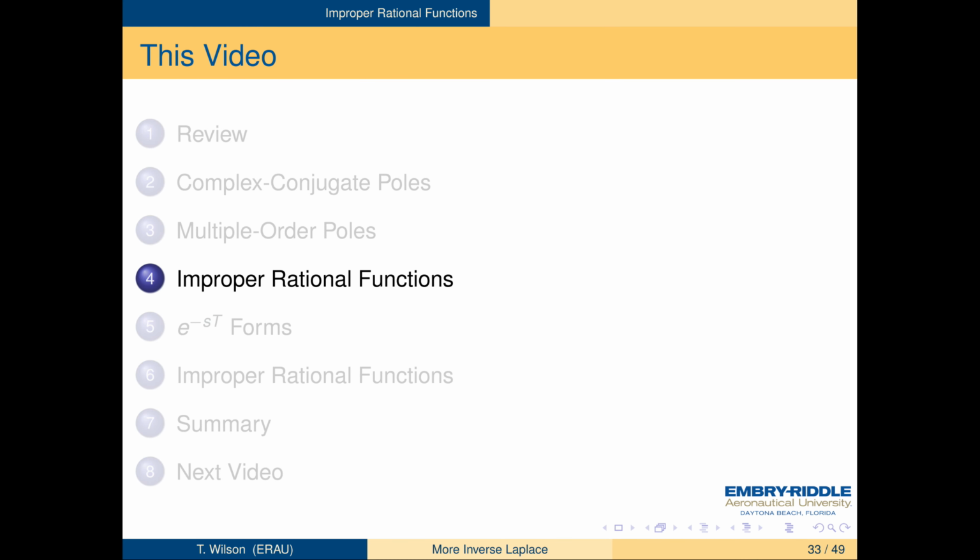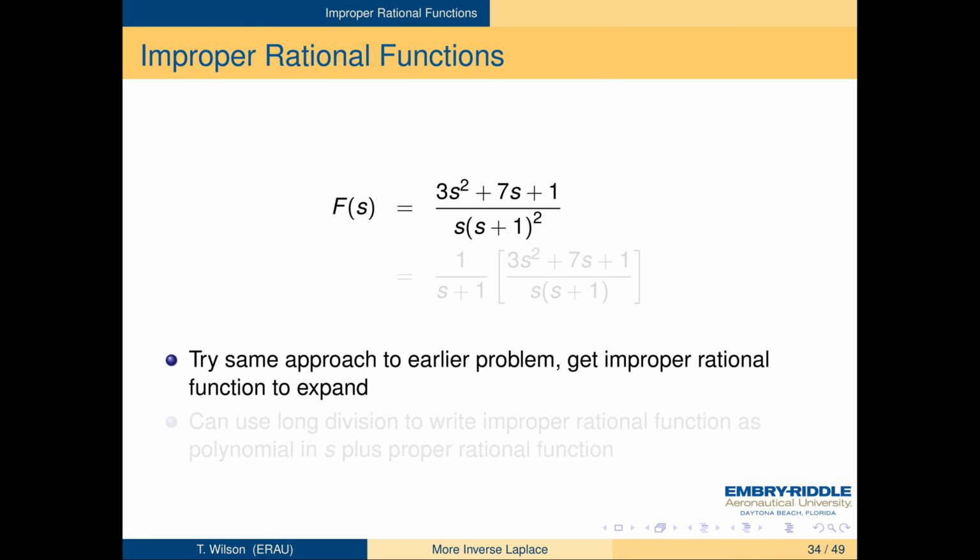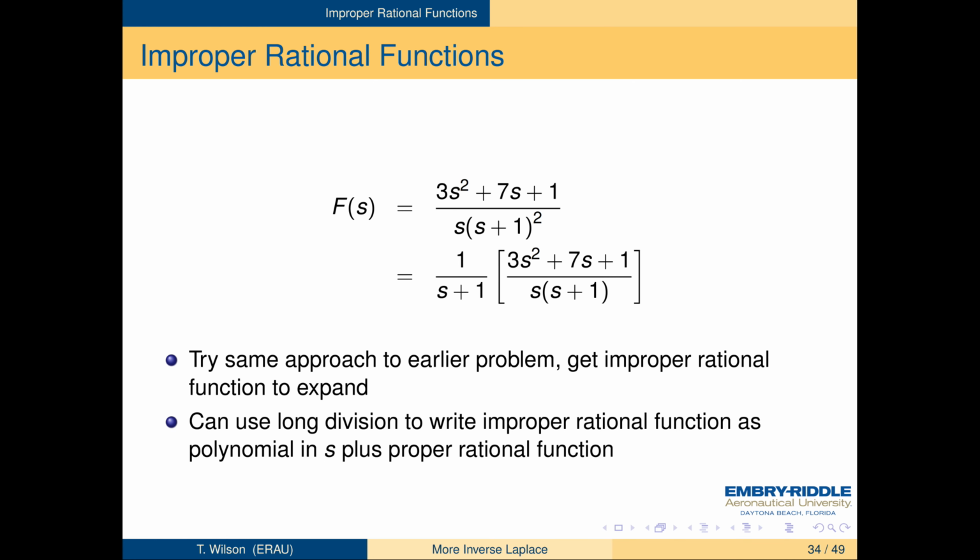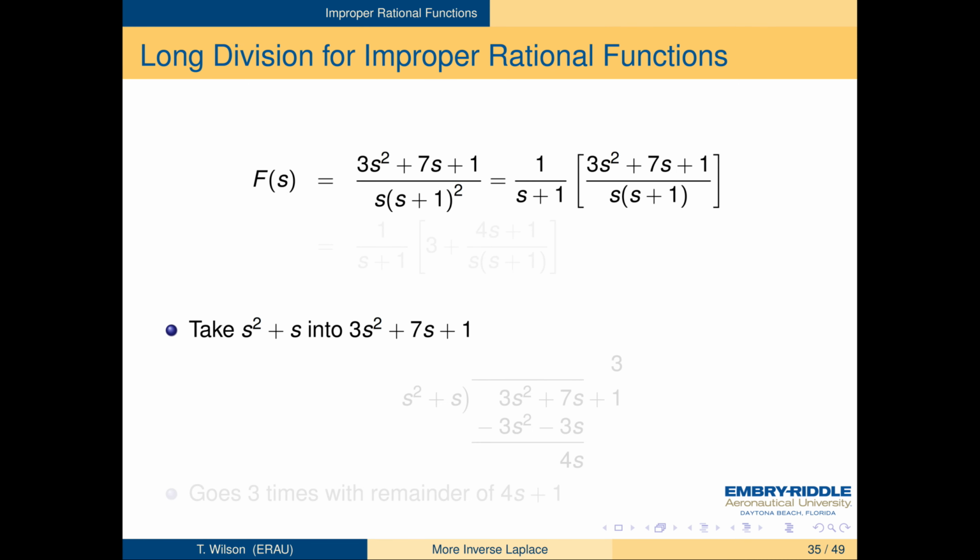Improper rational functions. If we try to use this approach with the earlier Laplace transform, we would have had to deal with an improper rational function. When we factor out s plus 1 from the denominator, we are left with an improper rational function to expand. We can deal with this by using long division to write the improper rational function as a polynomial in s plus a proper rational function.